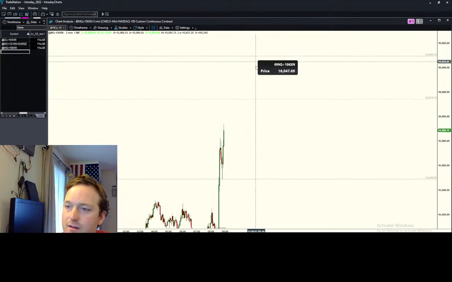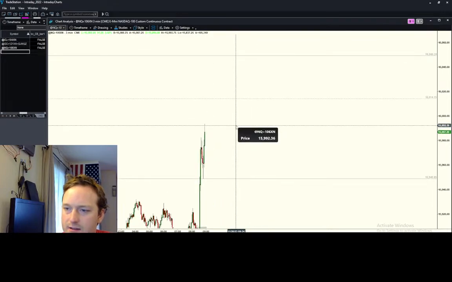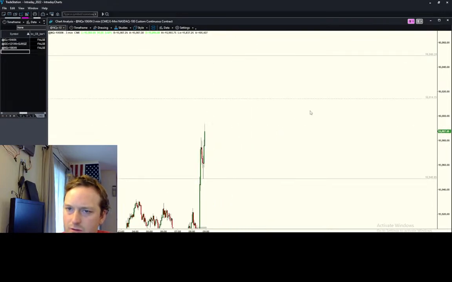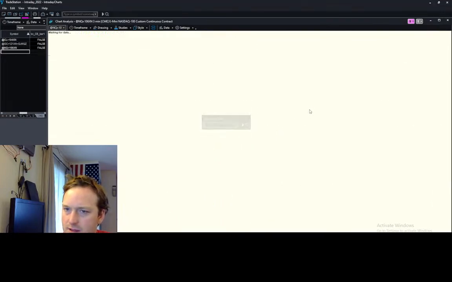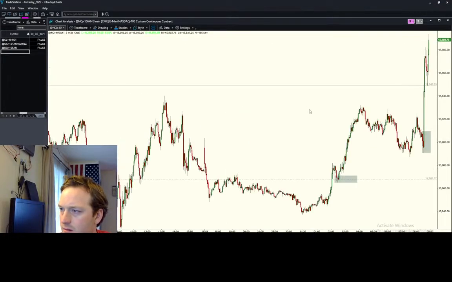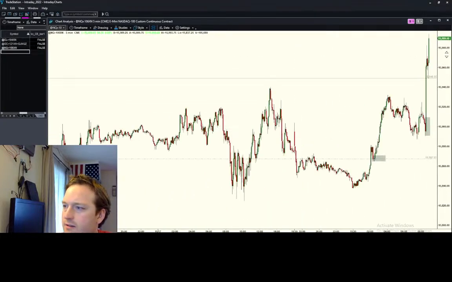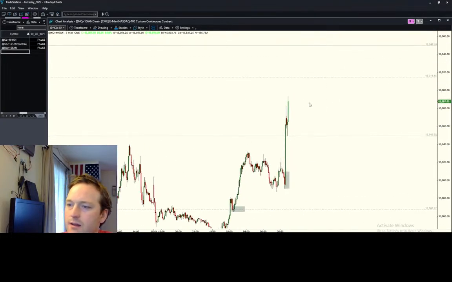I'll take anti-breakouts up there. There's all different sorts of formations that I can take going short. That's what I'm looking for. That's my plan. At this point, we just gotta let it be. Let it do its thing if it wants to continue upwards.